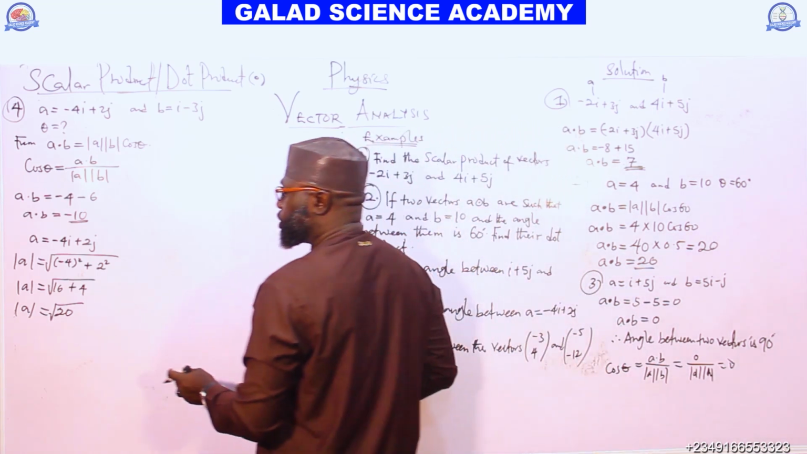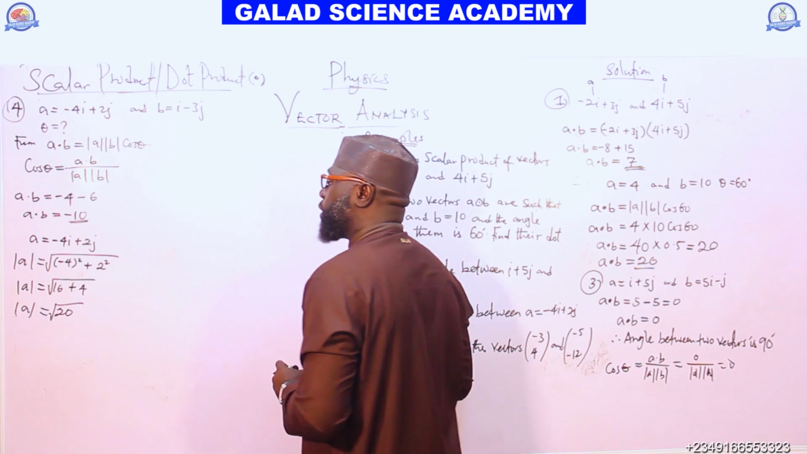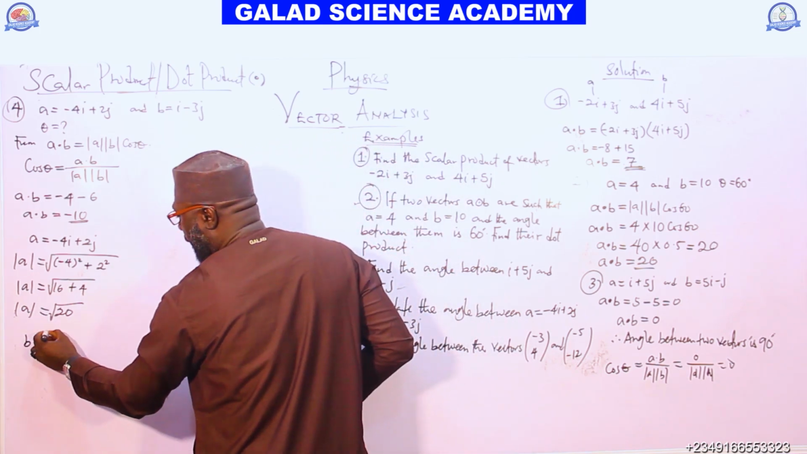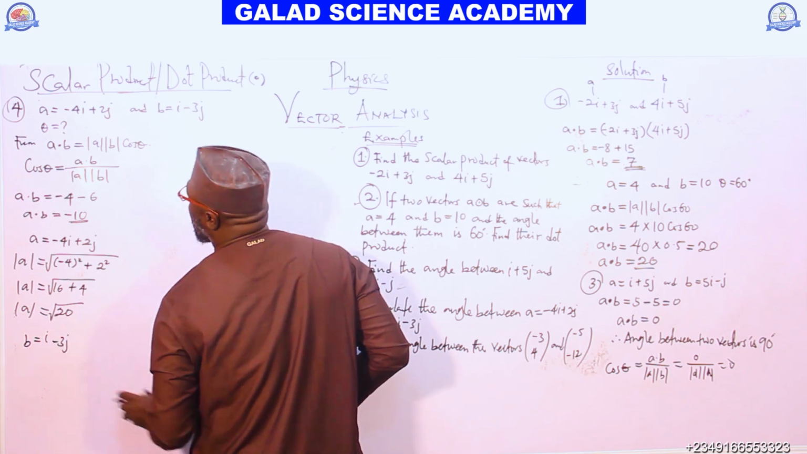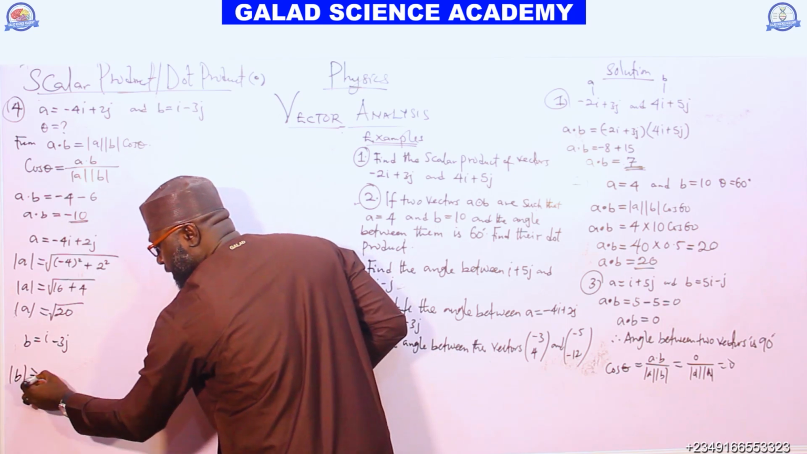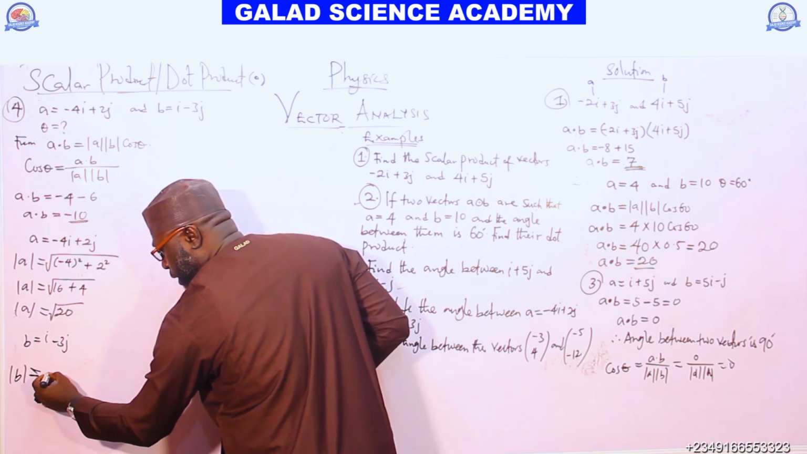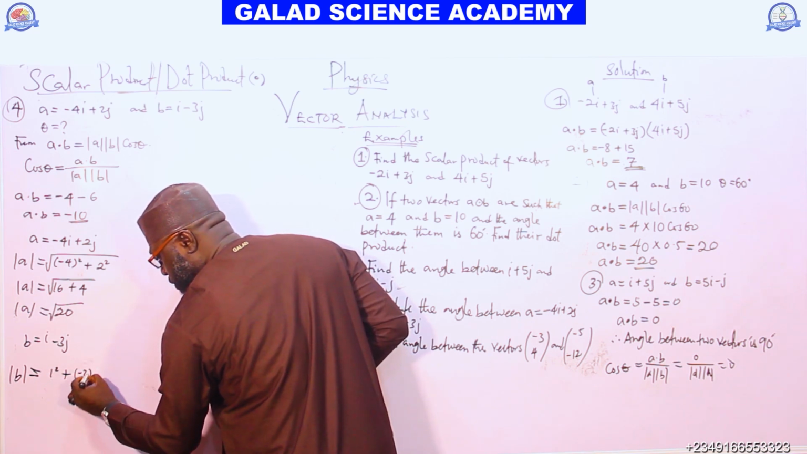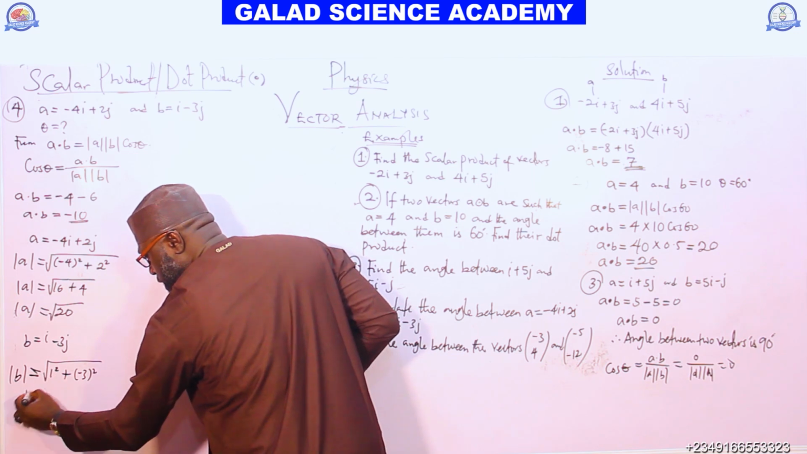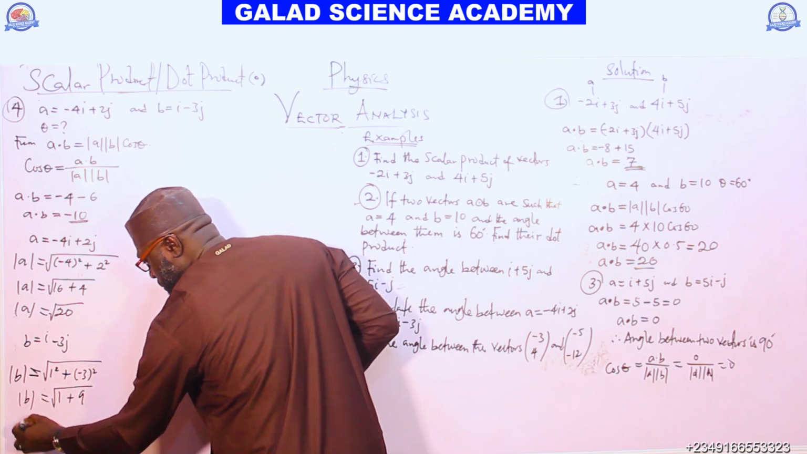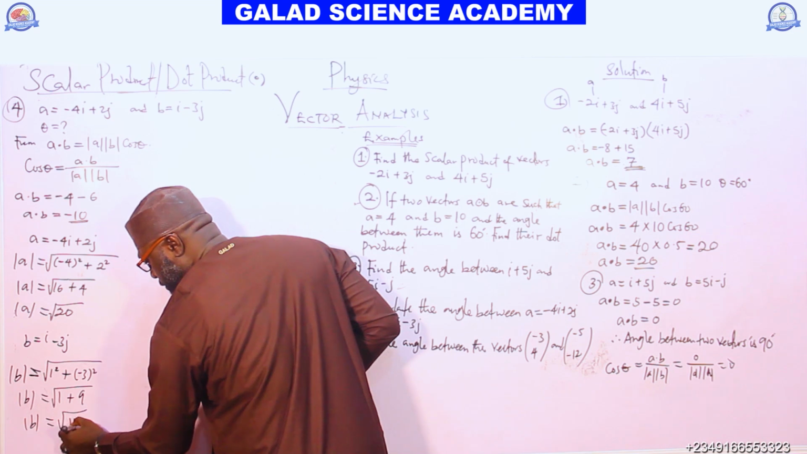So let us find the magnitude of B. We are given that B is i minus 3j. So the magnitude of B will be the square root of 1 squared plus minus 3 squared, which is 1 plus 9. B will give us the square root of 10.